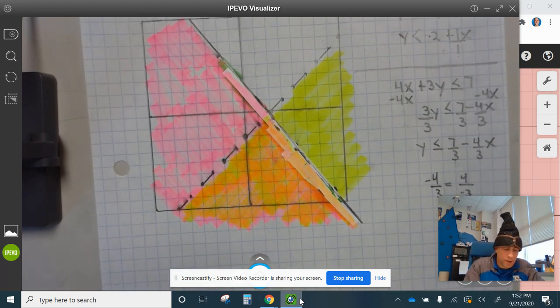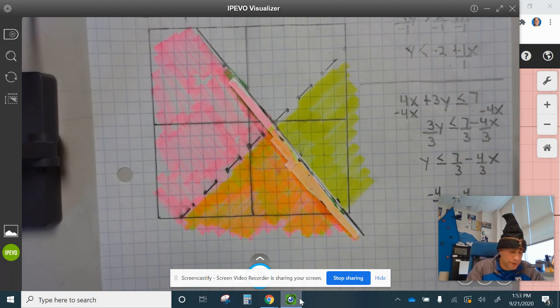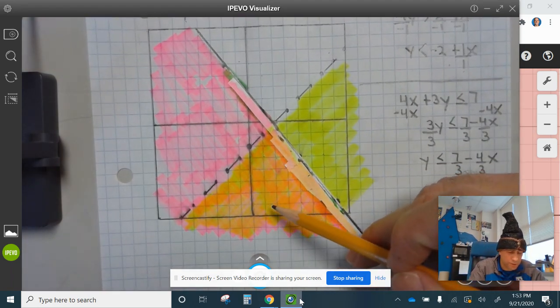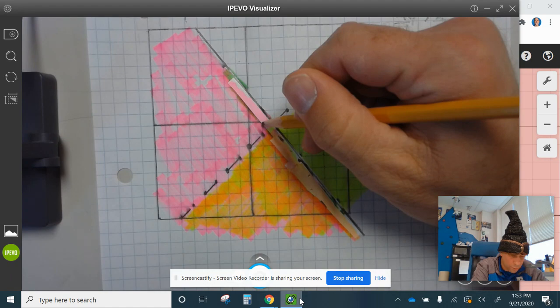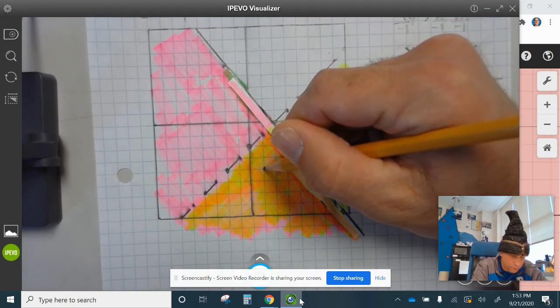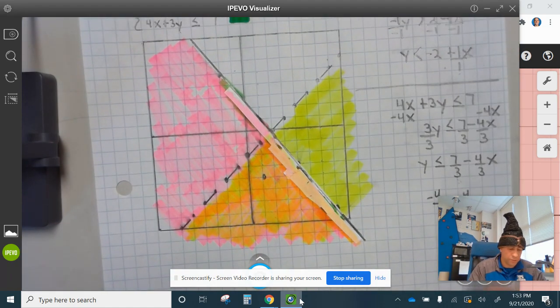All right. Now, it says it wants two solutions. So basically, any point in this shaded region is a solution. So let's pick 2 points. So let's look at 1, negative 1, 2, 3, 4. 1, negative 4 is a solution.